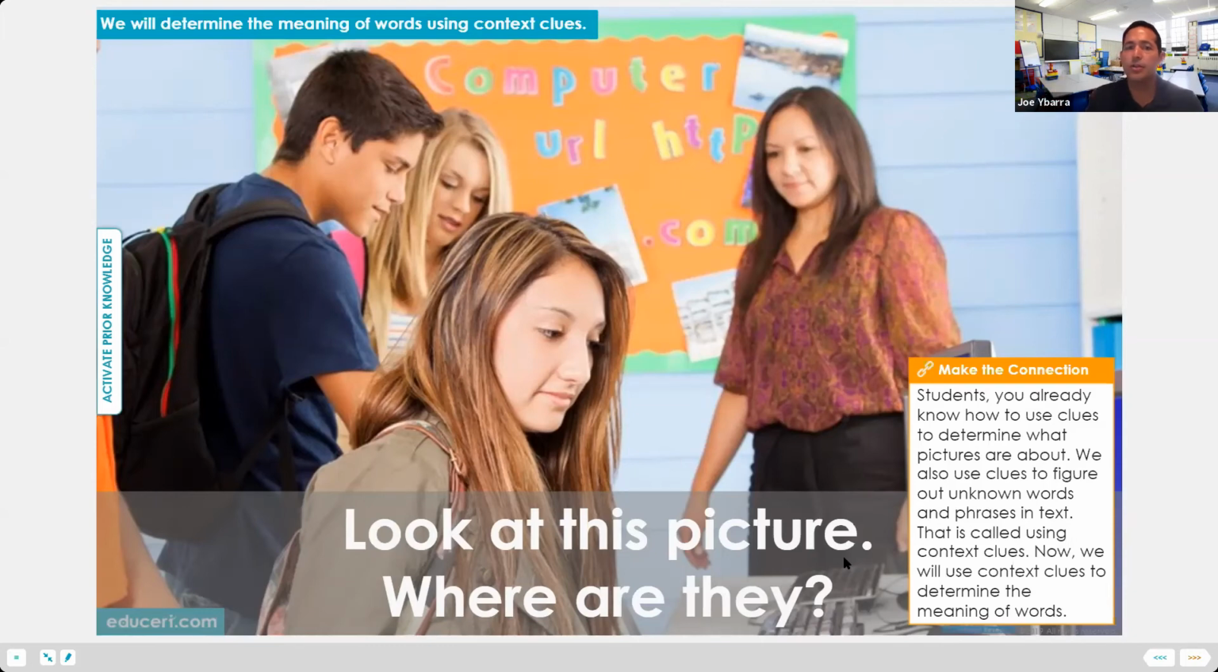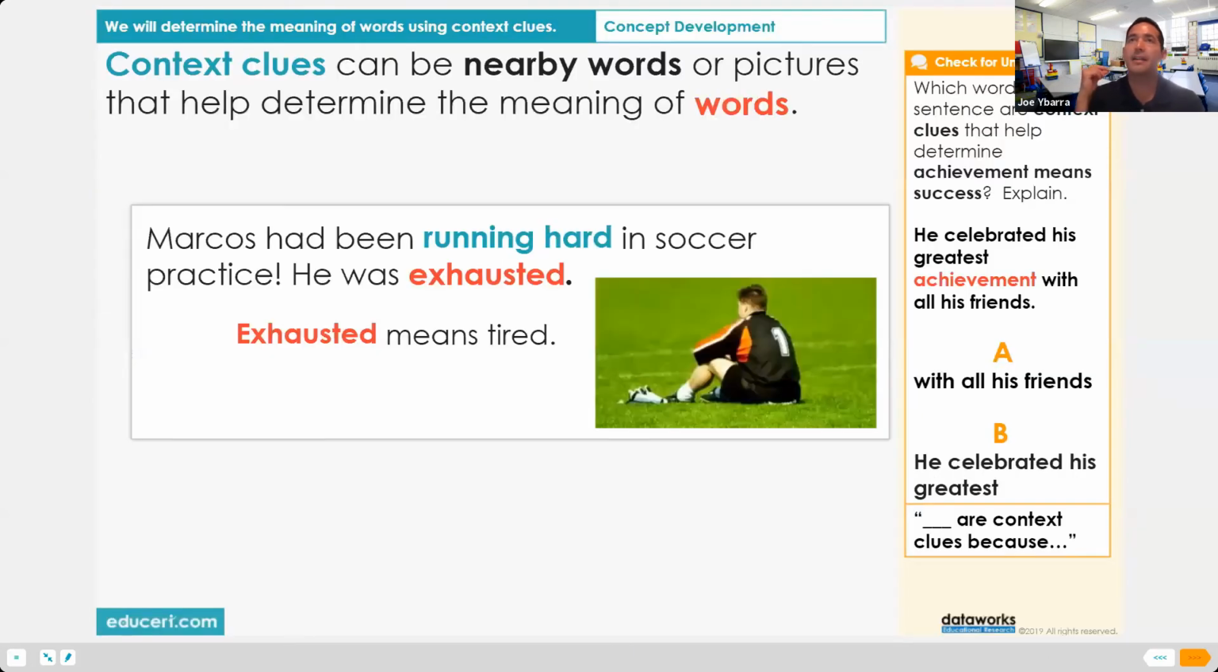So class, you're already using clues and pictures to get information about where these people are. When you use clues in text, something you read, we call those context clues to understand the meaning of unknown words. You do this all the time. We're going to focus on context clues in text. So very quickly, learning objective, activating prior knowledge. There is no teaching there. It's just quickly practicing rehearsal and connecting to their prior knowledge.